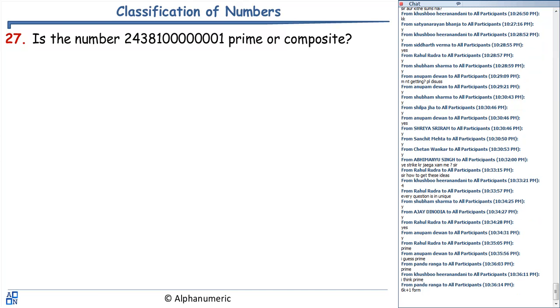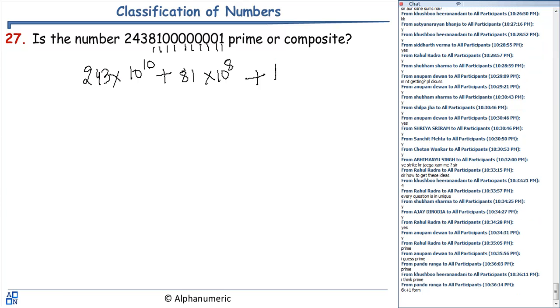एक सेकेंड, this is 243 into कितने zeros हैं? 1 2 3 4 5 6 7 8 9 10, okay, into 10 raised to power 10 plus 81 into 10 raised to power 8 plus 1. This number is in this form. I hope that this is clear.